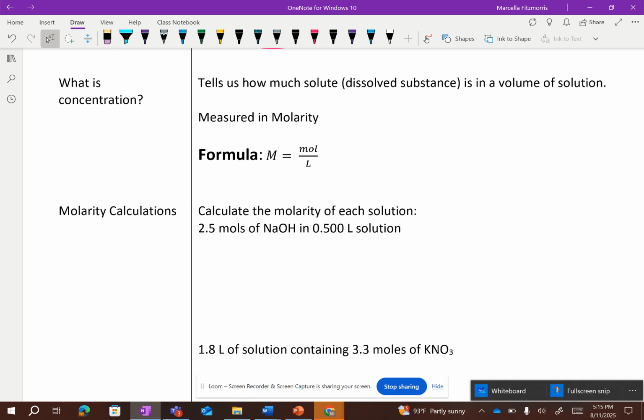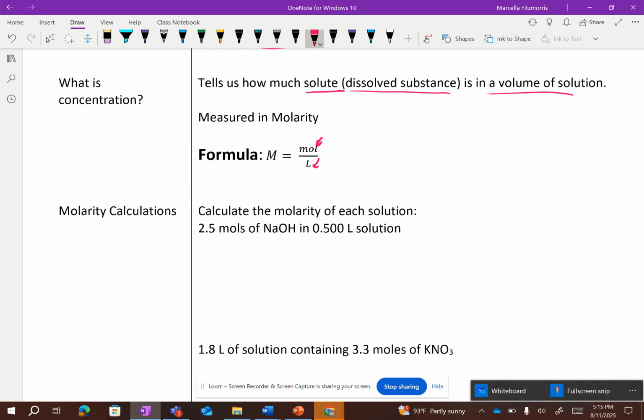So, in order to figure out what the concentration is, or how much of this solute is dissolved in a volume of the substance, most of the time we use molarity, where molarity is moles per liter. How many moles are in a liter?